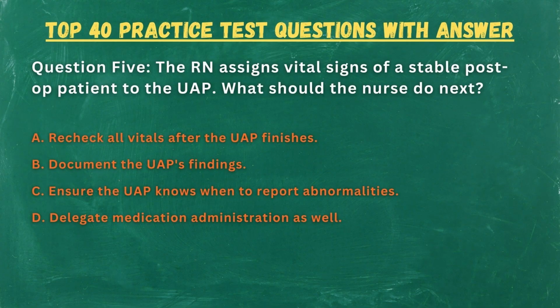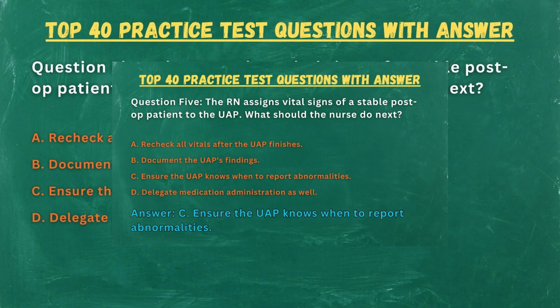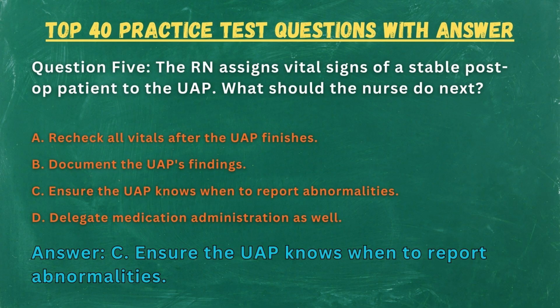Question 5. The RN assigns vital signs of a stable post-op patient to the UAP. What should the nurse do next? A. Recheck all vitals after the UAP finishes. B. Document the UAP's findings. C. Ensure the UAP knows when to report abnormalities. D. Delegate medication administration as well. Answer. C. Ensure the UAP knows when to report abnormalities.